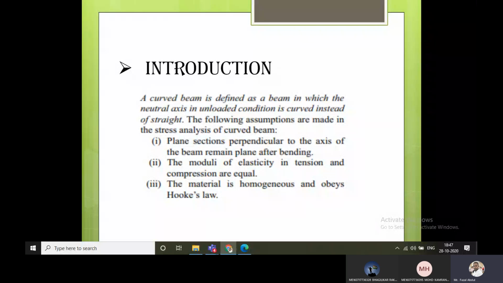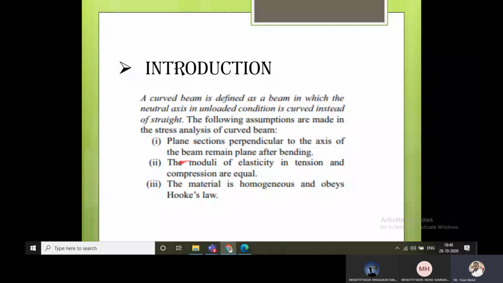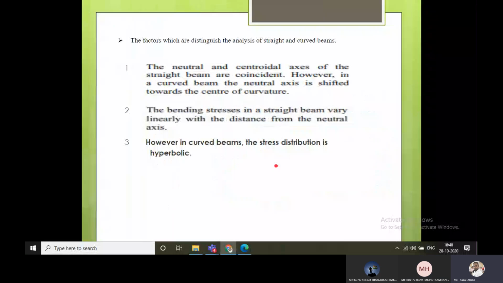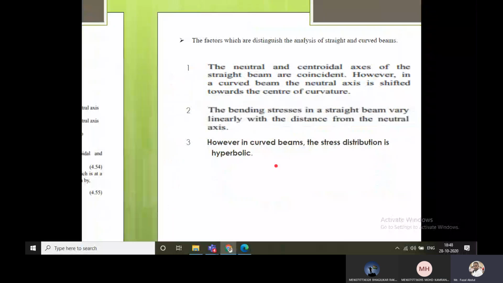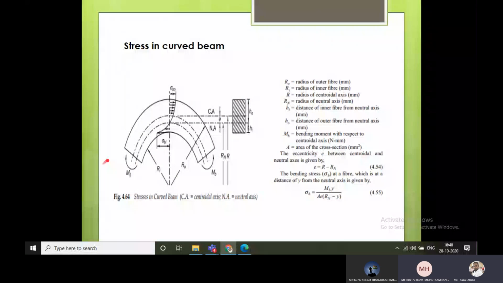The first assumption is that the plane of section, perpendicular to the axis of the beam, remains plane after bending. It means whatever plane of section is there, it is perpendicular to the axis of the beam. I will show an example. See this one. Here, this is the cross-sectional plane.